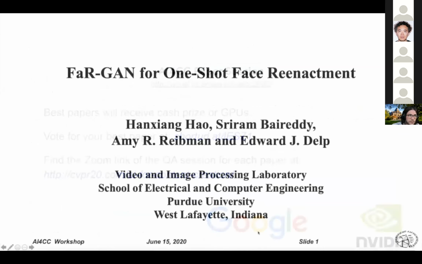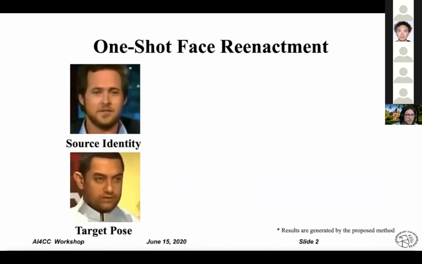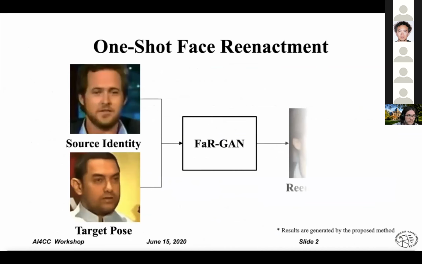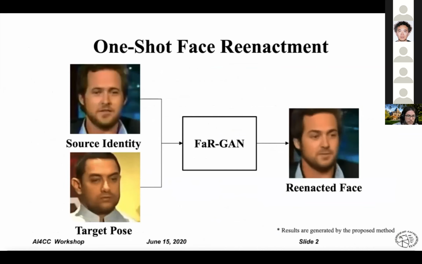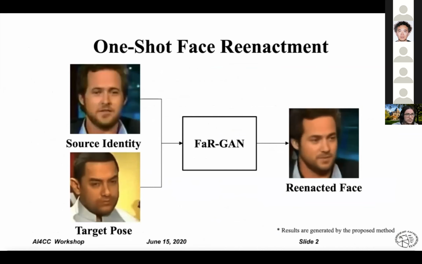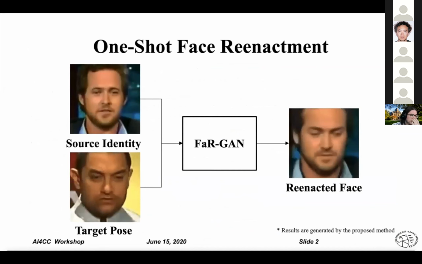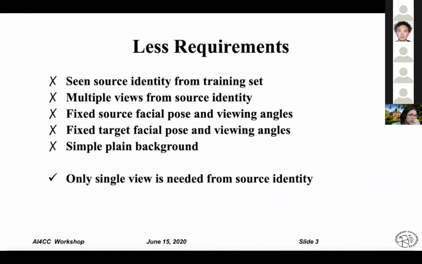We present a new method for one-shot face reenactment. Given a face with target expression, the proposed StyleGAN model can produce realistic faces with required expression. Compared to the traditional face animation method, we only request a single image from source identity. We have no assumption about facial pose or viewing angles of input faces. We can also deal with complex background.